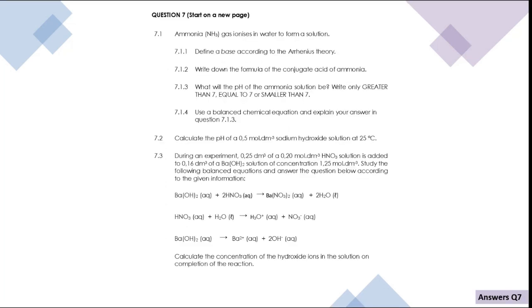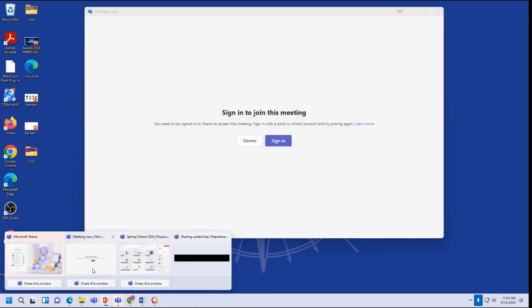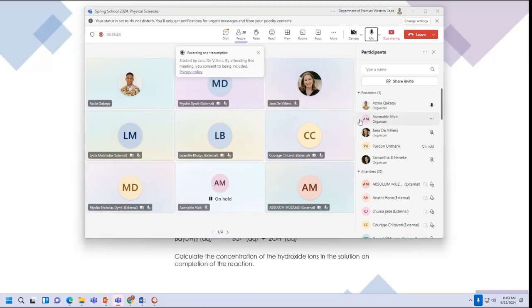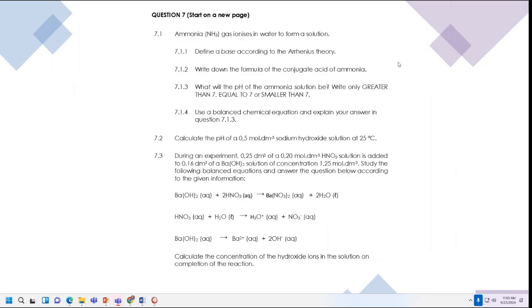Now grade 12s, we are now in acids and bases. And as you can see, it looks like it's the ammonia day of things. So let's go through this. Now, 7.1 says, ammonia, NH3 gas, ionizes in water to form a solution. Define a base according to the Arrhenius theory.